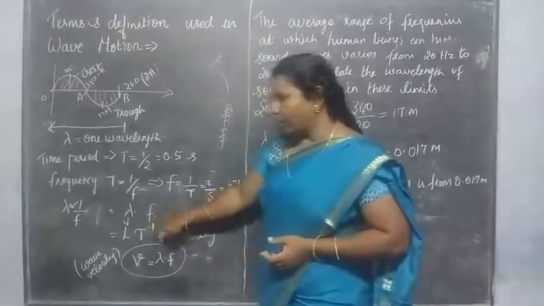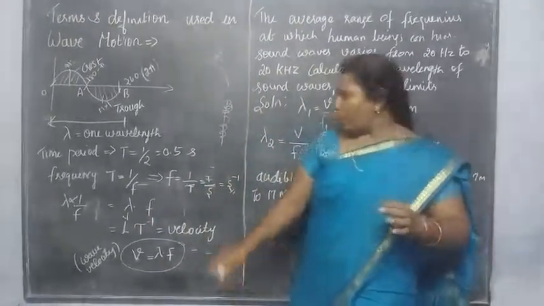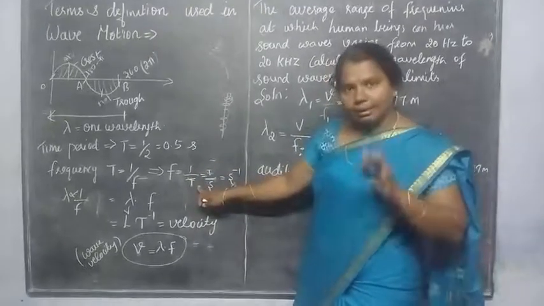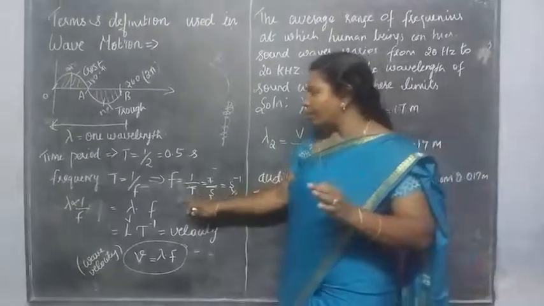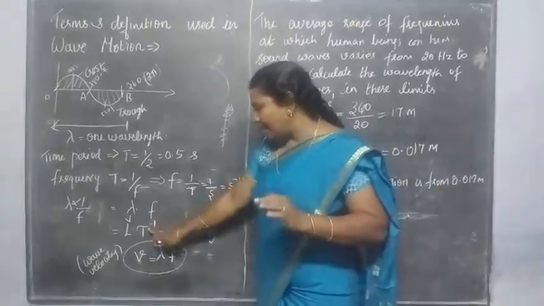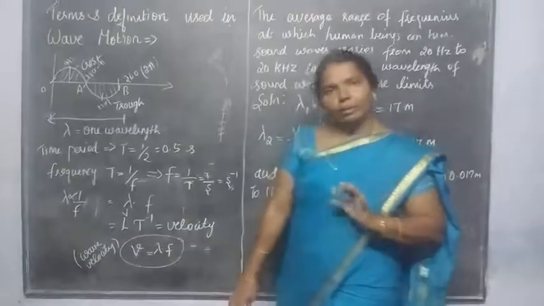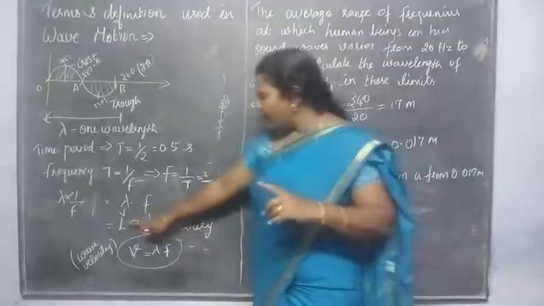Okay, and the frequency. What is the unit for frequency? You know that it is 1 divided by T. That is time. So in dimension you can write F is equal to T inverse. Therefore it is T power minus 1. Is it right?